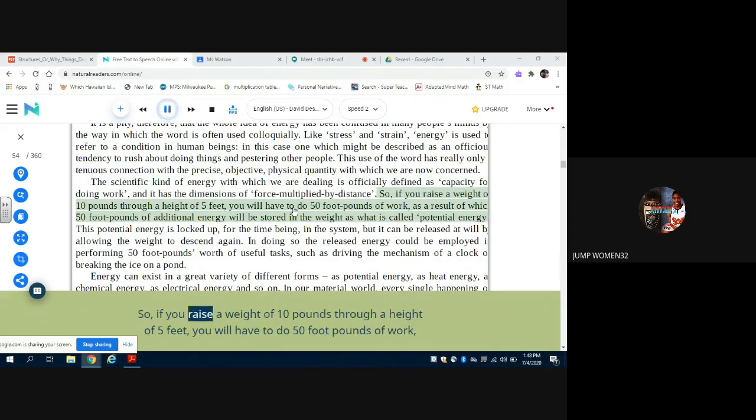So, if you raise a weight of 10 pounds through a height of 5 feet, you will have to do 50 foot-pounds of work, as a result of which 50 foot-pounds of additional energy will be stored in the weight as what is called potential energy. This potential energy is locked up, for the time being, in the system, but it can be released at will by allowing the weight to descend again. In doing so, the released energy could be employed in performing 50 foot-pounds worth of useful tasks, such as driving the mechanism of a clock or breaking the ice on a pond.